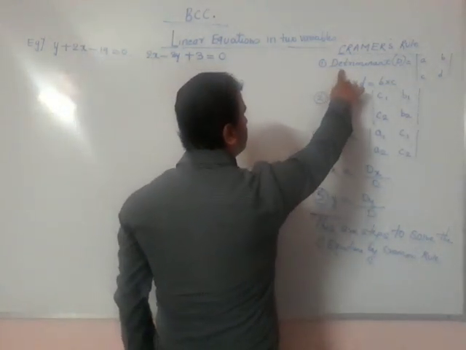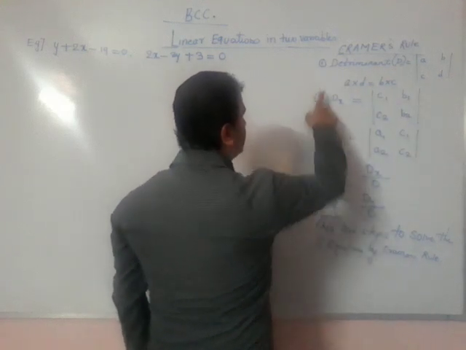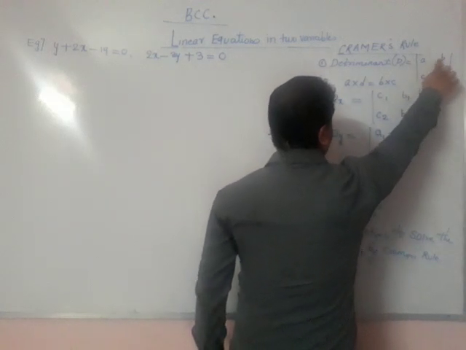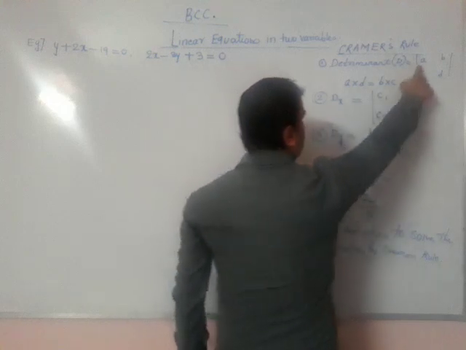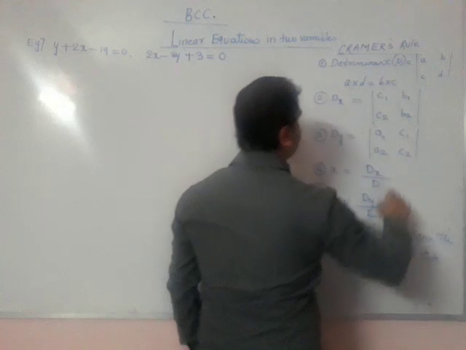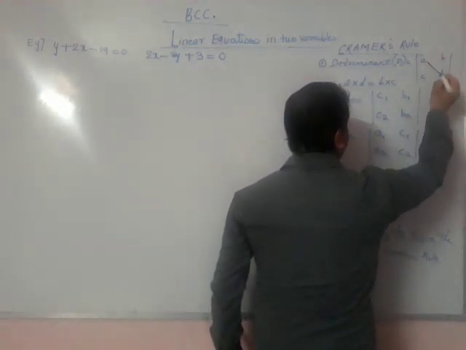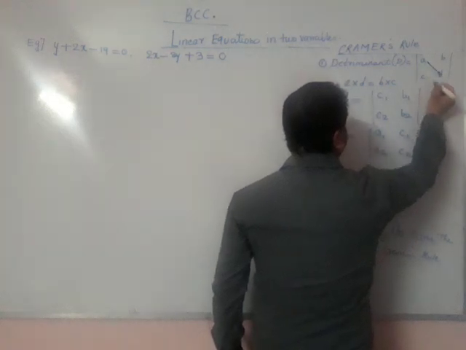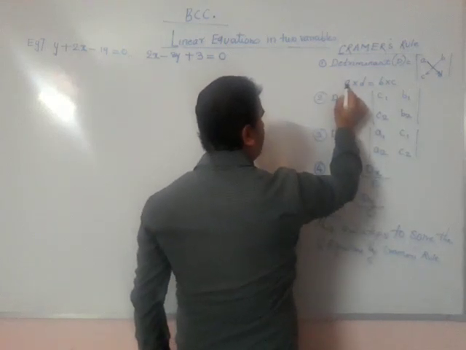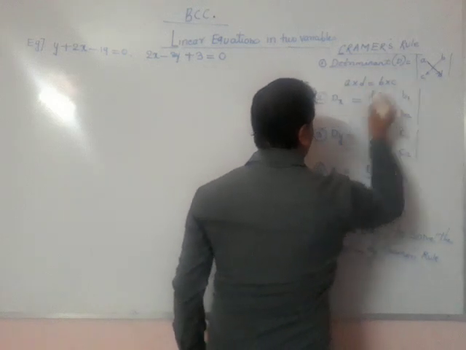The first step to solve by Cramer's rule is to calculate D, the determinant. The formula for calculating the determinant is A B C D. All of you, look at me. A B C D. In order to solve this, you have to cross multiply: A multiplied by D and B multiplied by C. When you multiply A into D and B into C, you will get the value of D.